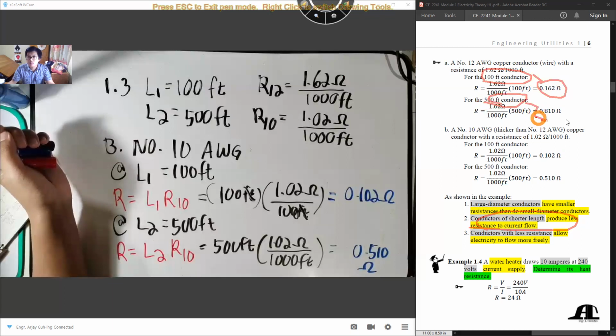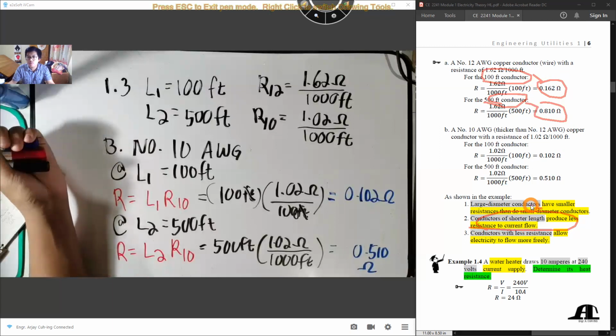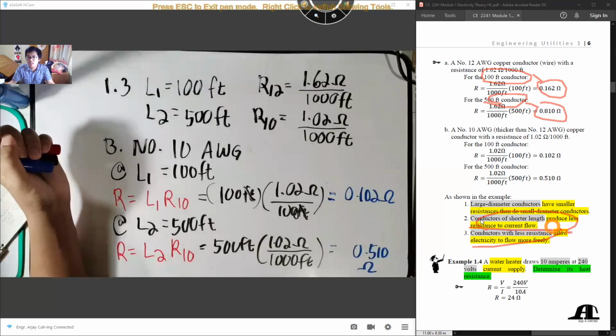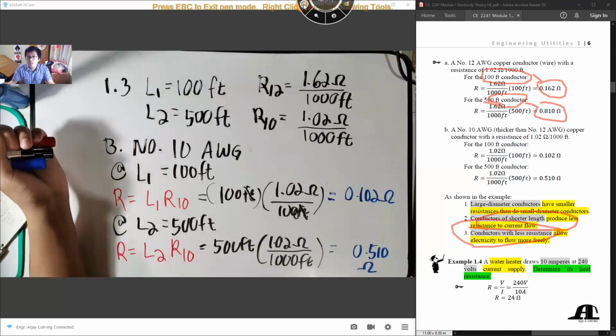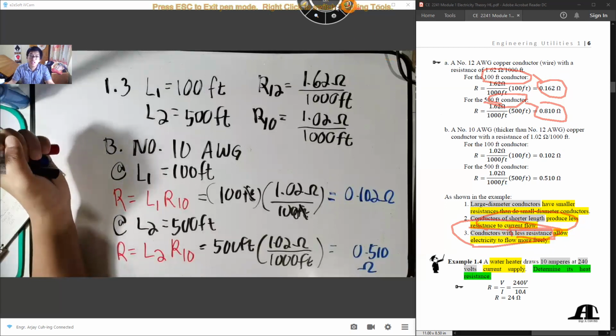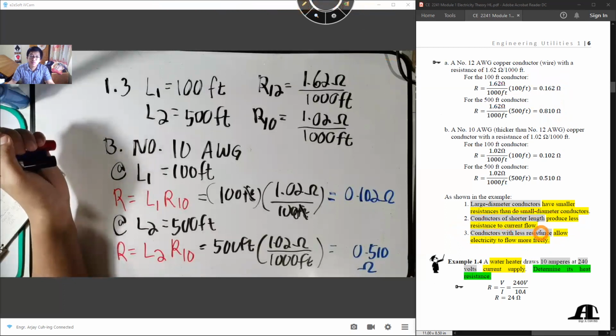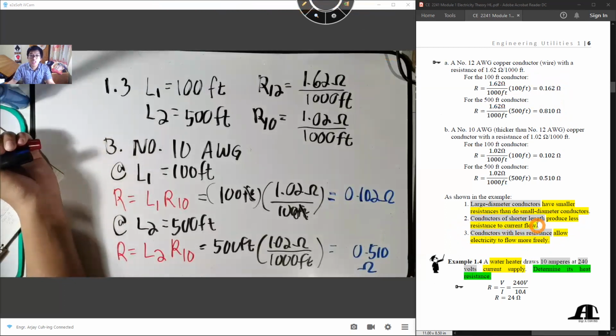Okay? So third conclusion class, conductors with less resistance allow electricity to flow more freely. Siyempre logically class, the higher the resistance, the lower the current. Baliktad pala class. So lesser resistance class, higher current. Kasi nga di ba, inversely proportional class ang current sa resistance.